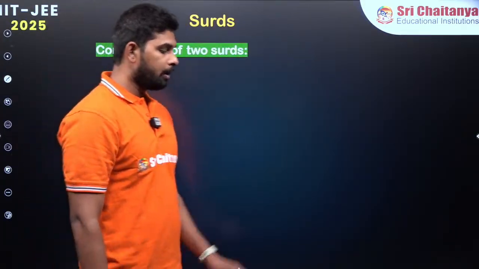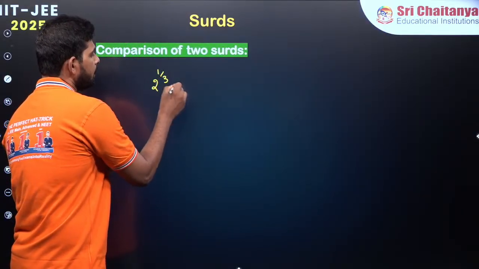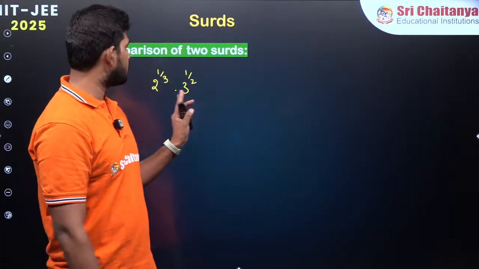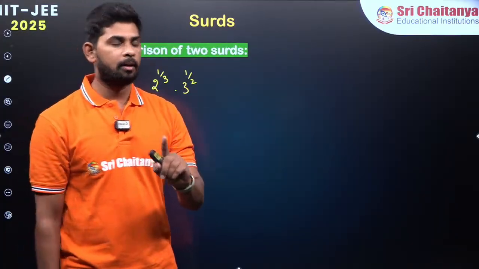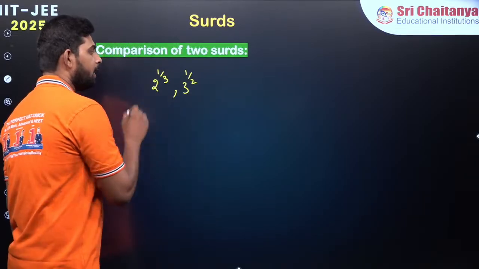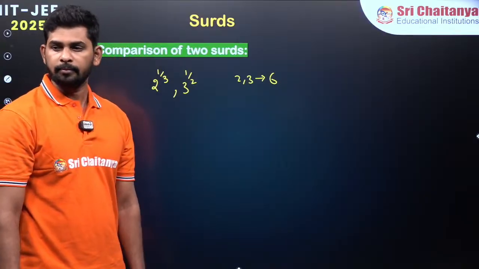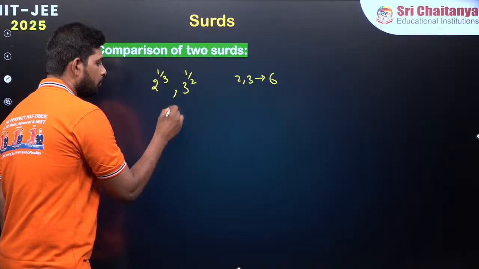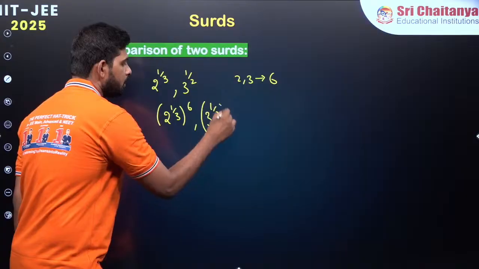And then we are going to compare two surds. Let's say I have 2 power 1 by 3 and 3 power 1 by 2. We don't know the exact value of this. We can get approximate values. There are some methods there, but we are not using them to get the approximate values. But we are going to still compare these two surds by taking the LCM of 2 comma 3, that is going to be 6, right? So I am going to take power 6: 2 power 1 by 3 whole power 6, and 3 power 1 by 2 whole power 6.